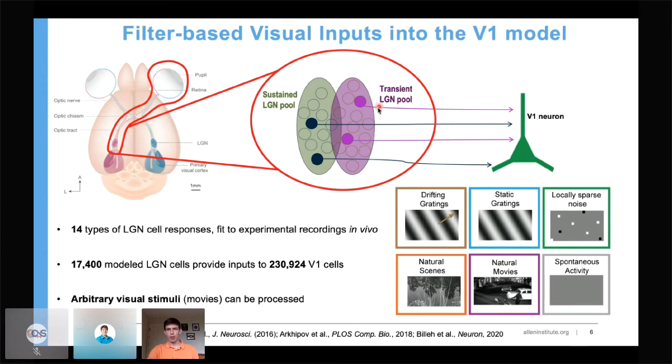And the important part to emphasize here also is that the way these LGN filters are connected to V1 neurons was also very meticulously determined based on the best knowledge from the current literature. I should also mention that most of this work has been done by Yazan Bileh in my team. And that was a really big effort.